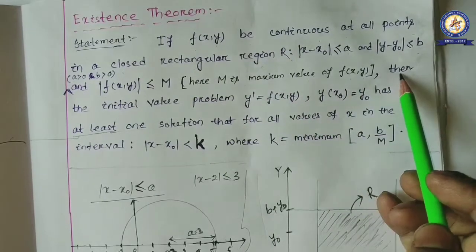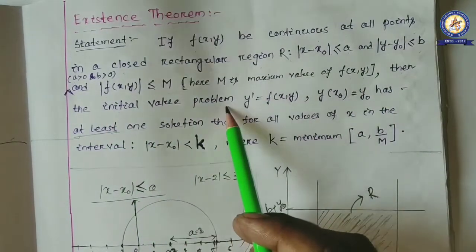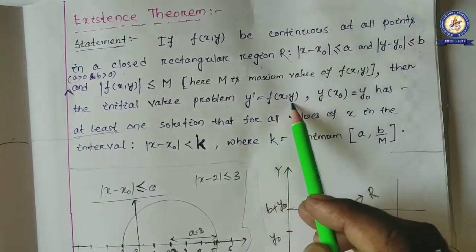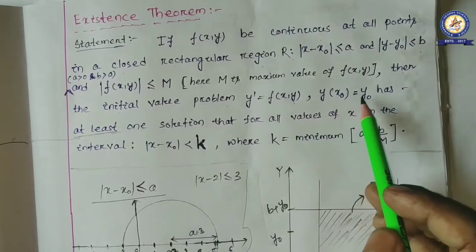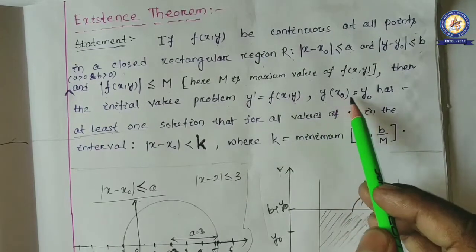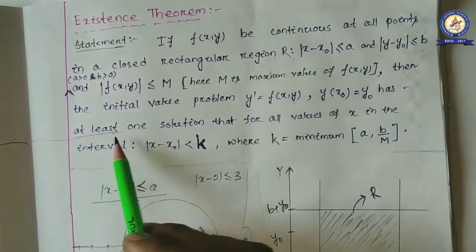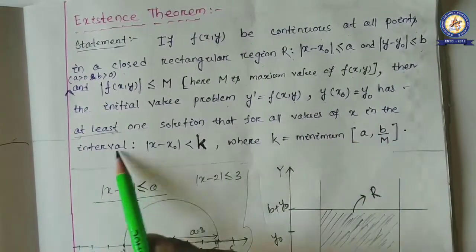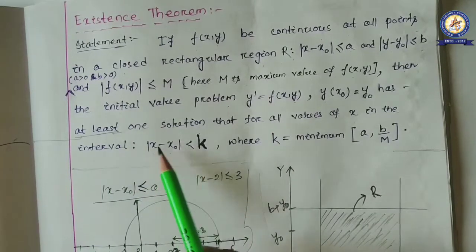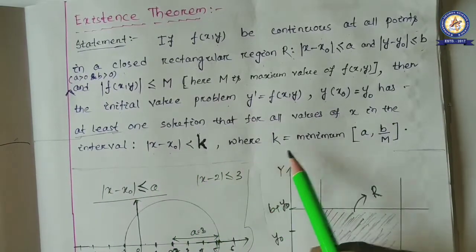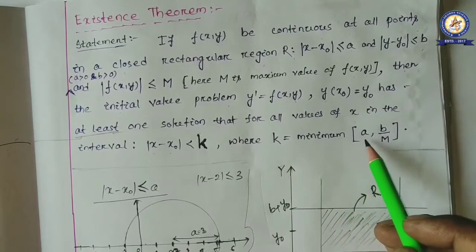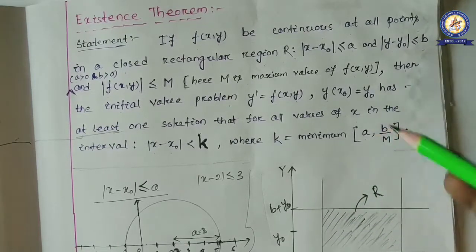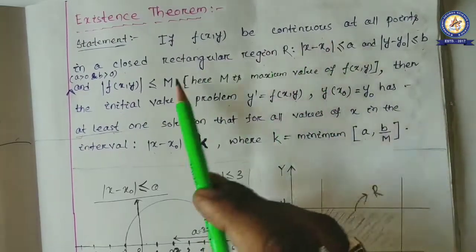Then the initial value problem of the differential equation y dash equal to f(x,y), where the initial value is y(x0) equal to y0, has at least one solution for all values of x in the interval mod of x minus x0 less than k, where k is equal to the minimum of a comma b by m. Many things are there, one by one we are going to understand.